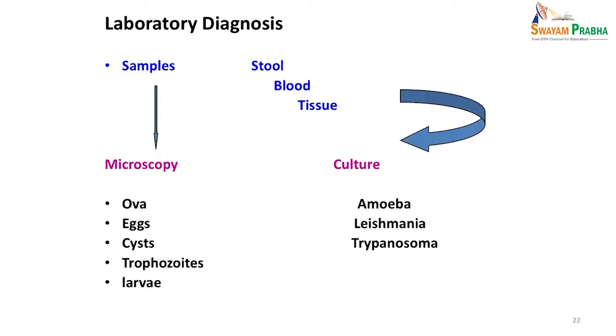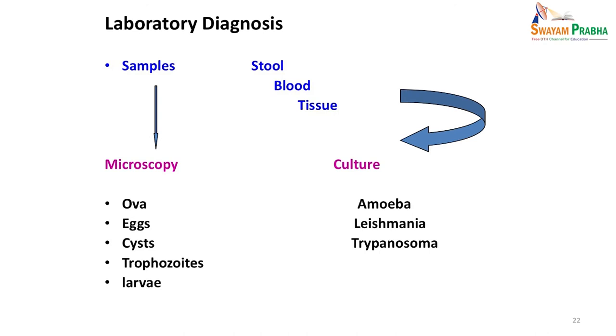Now, for lab diagnosis of these parasitic infections, again we need to collect samples depending on the site of infection. If it is causing GI tract infection, you will collect a stool sample. If it is causing blood infection like in malaria, toxoplasma, or leishmaniasis, you will collect a blood sample, or a tissue sample when there is a tissue infection, or you get a tissue biopsy, say in cases of schistosomiasis or in cases of hydatid disease.